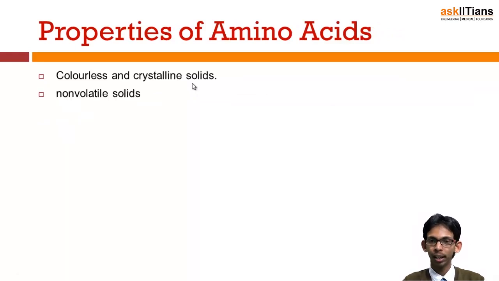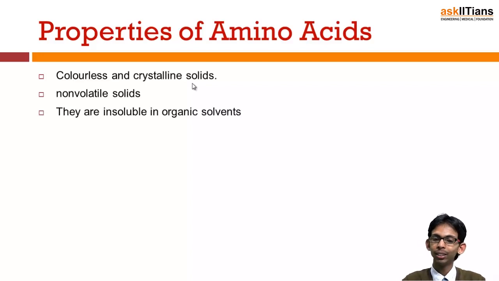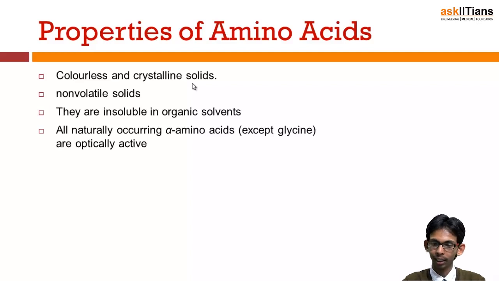They are non-volatile solids. They are not generally converted into vapor on heating. They are insoluble in organic solvents. All naturally occurring alpha amino acids except glycine are optically active. Glycine is not optically active. Other than glycine, all the naturally occurring alpha amino acids are optically active.